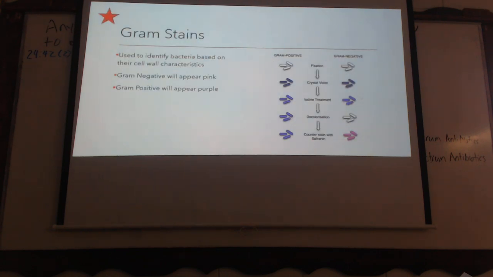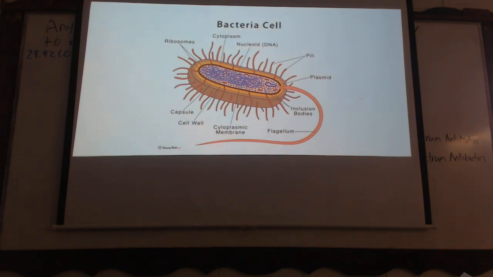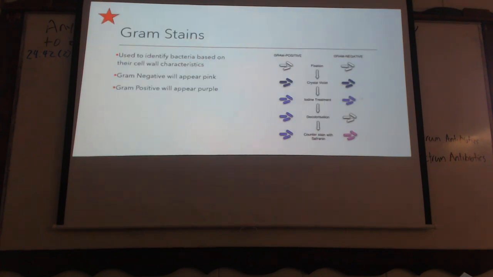Gram stains. I would know this entire slide. What's the order of the gram stains? Crystal violet. Iodine. Alcohol. Saffron. Excuse me, saffron's a spice. Safranin's the dye. That's the order. Know the order. I'll probably put the exact same questions I did last time. Just copy and paste. Gram negative is pink. Gram positive is purple.